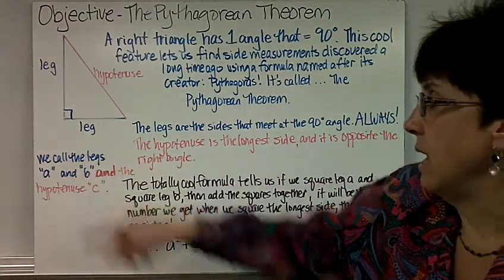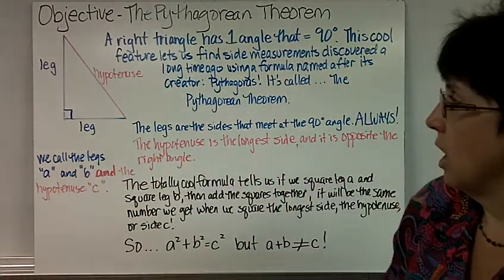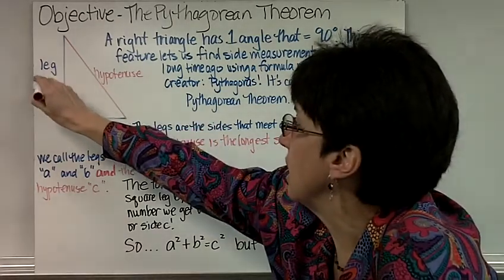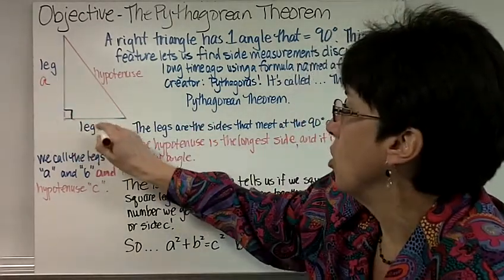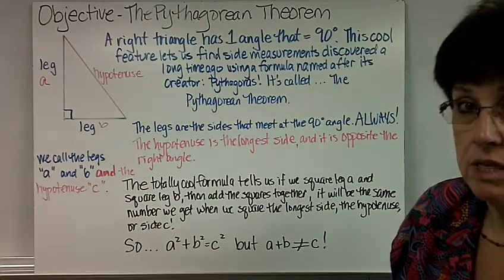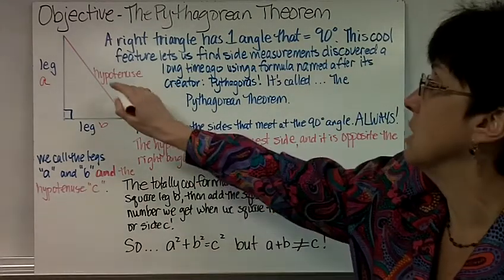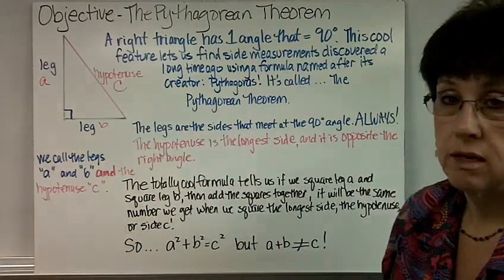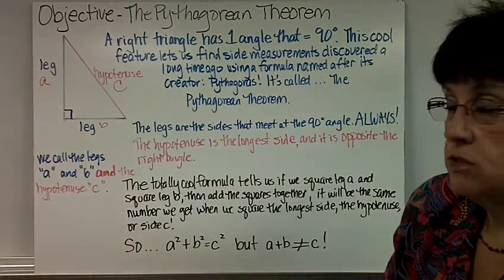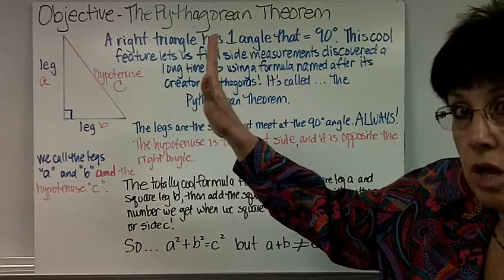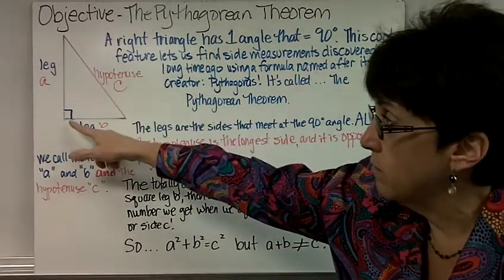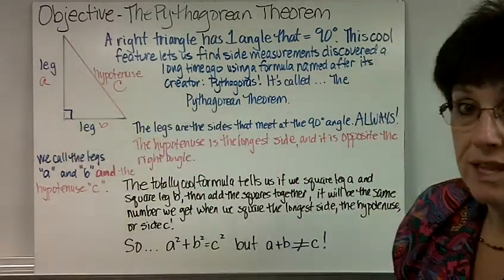We call the legs A and B. So I could say that this is leg A and this is leg B, or I could do it the other way around. The legs are just both A and B, and the hypotenuse is always C. Even if it's turned sideways, the side that's across from the right angle is C.